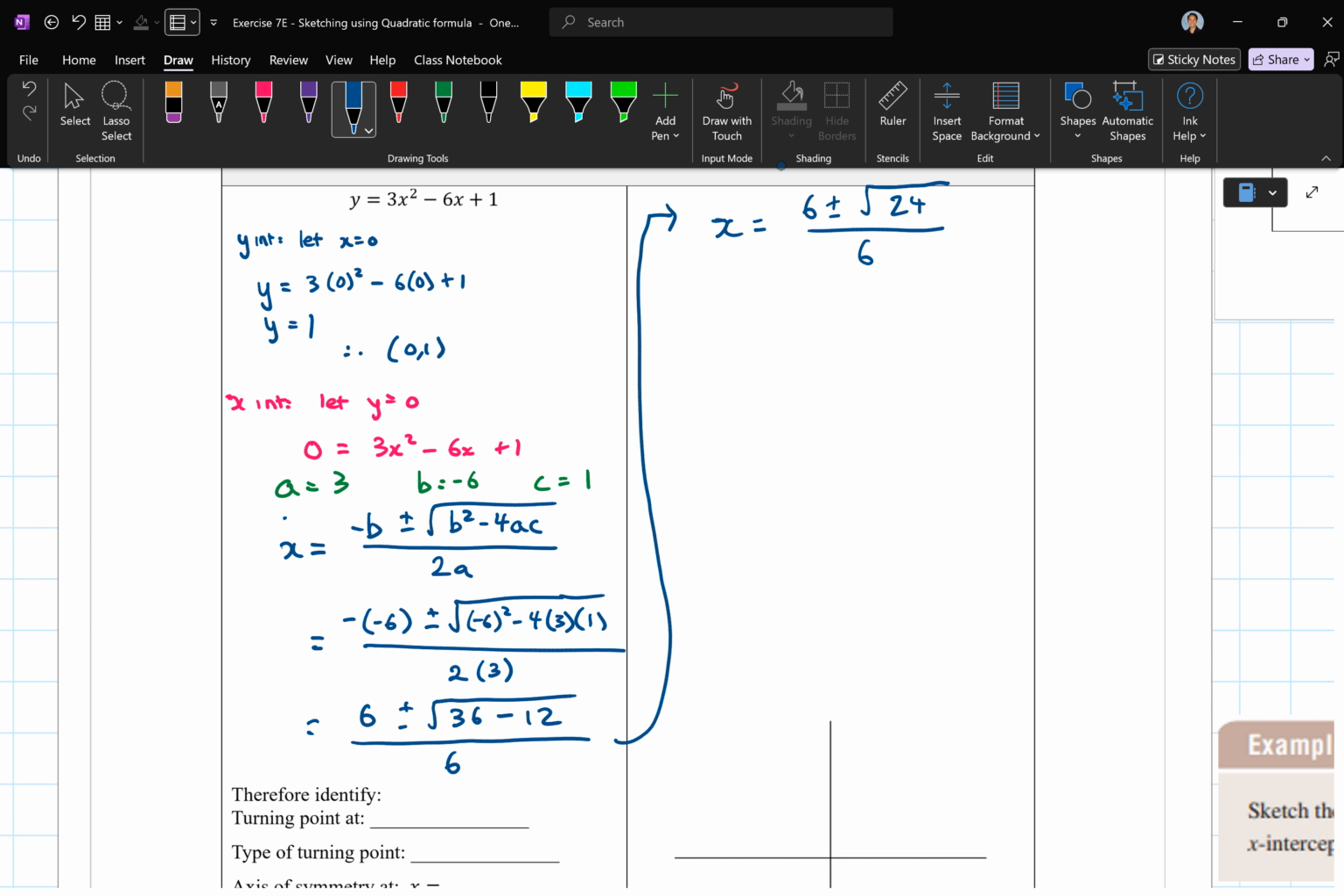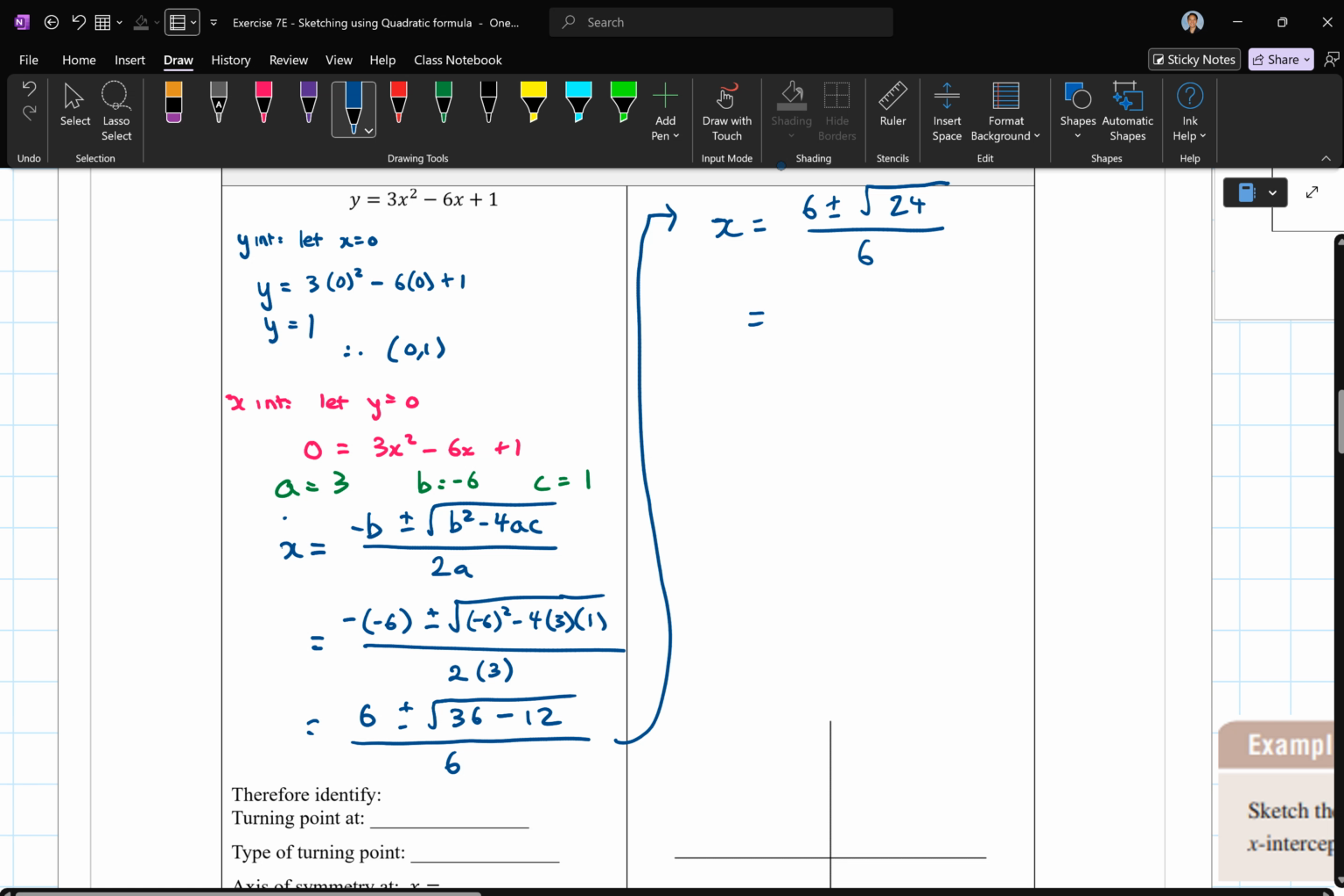Anyone remember the surds? How do you simplify root 24? 2 root 6. That is true. Yes, that is right. 6 plus minus 2 root 6. If you didn't know how to do that, your calculator does it for you as well. So if you type square root 24 and press enter, it will simplify it for you.